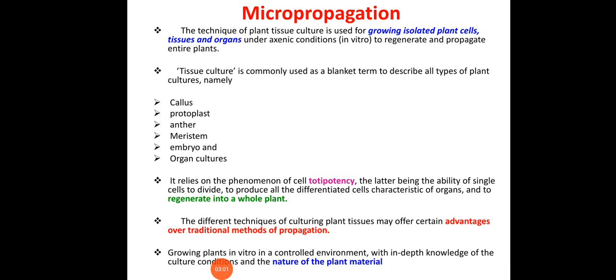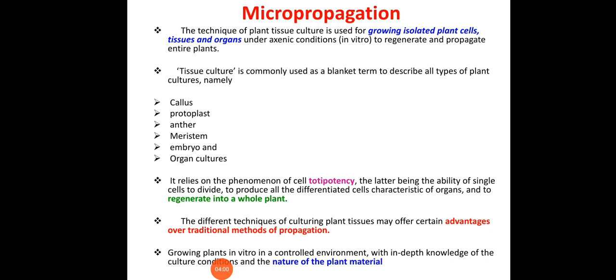The different techniques of culturing plant tissue may offer certain advantages over traditional methods of propagation. Old versus novel: with the novel method, within a short span of time we can produce higher yield compared to a normal plant. In the olden days, plants were affected by herbicides, pests, and other factors. But nowadays we can produce disease-resistant, pest and insecticide resistant plants. They are called genetically manipulated or genetically modified crops.